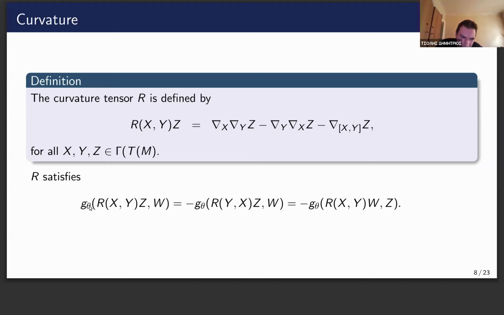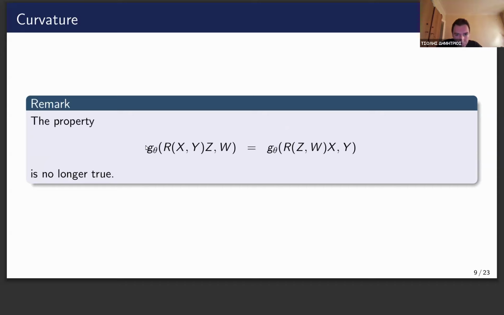Now we see some properties of this curvature. So the Webster metric of R(x, y, z, w) equals minus the Webster metric of R(y, x, z, w), and minus g theta of R(x, y, w, z). So those properties are similar to the Riemannian ones. However, this symmetric property, where R(x, y, z, w) is equal to R(z, w, x, y), is no longer true in our case.